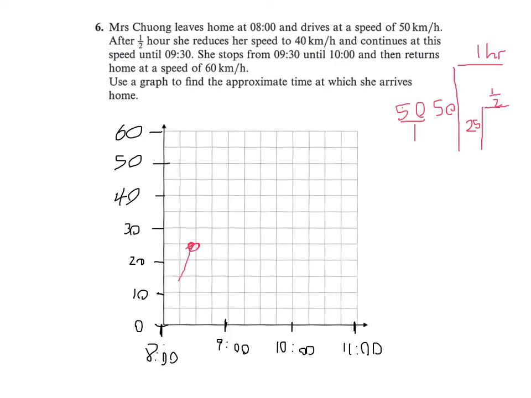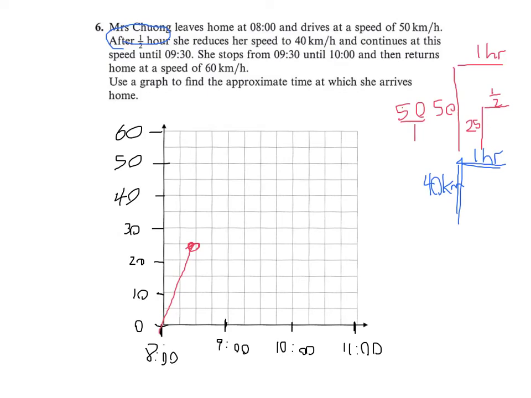And so here's our first line. Okay? And obviously you should use a ruler and make it slightly better than mine. Alright, this is okay. So now we're at 8:30. Okay, and we can see that it says after a half hour. Right? Okay, so she reduces her speed to 40 kilometers an hour and continues at this speed until 9:30. So from 8:30 to 9:30, she went an hour. So she's going to go at a slope of 40 kilometers, rise 40, and over 1 hour. And since we went from 8:30 to 9:30, she did actually go an hour. So we are going to go up 40 and over 1.